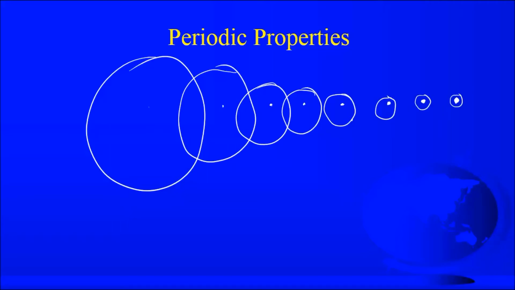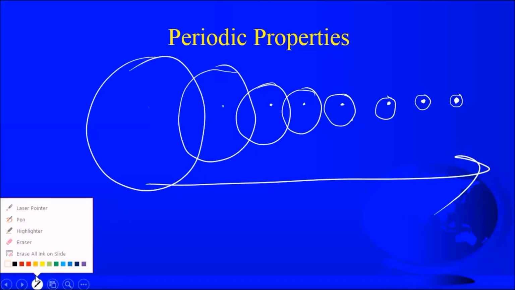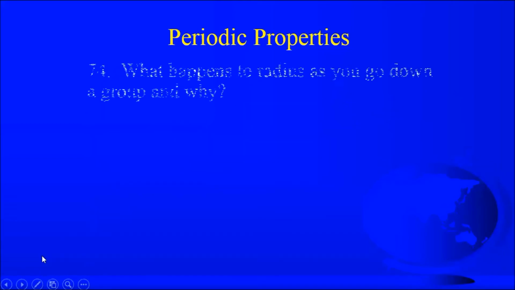Do you understand what happens as you go from left to right? Yeah. The bigger the nucleus, the smaller the atom. Smaller. Yeah, smaller.